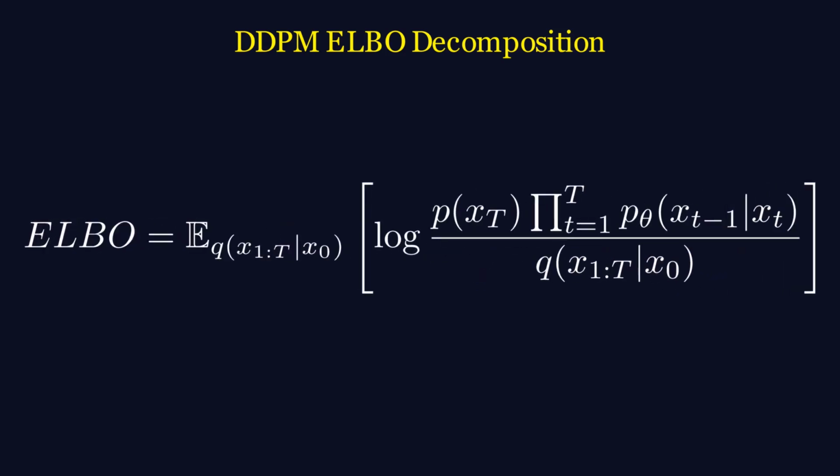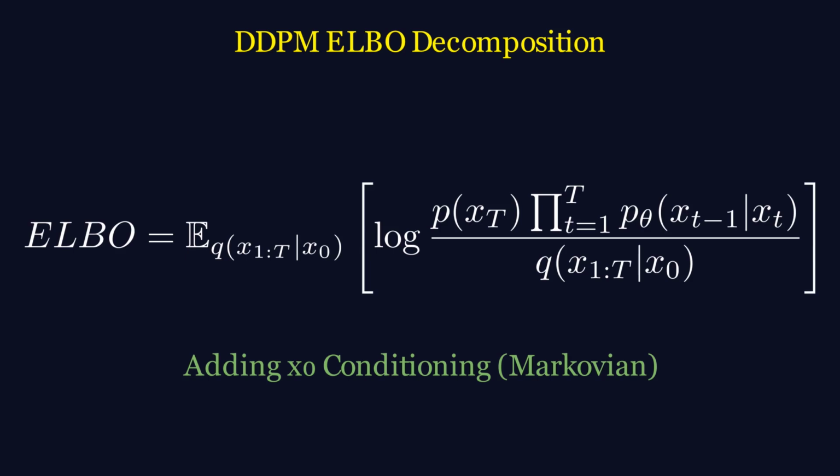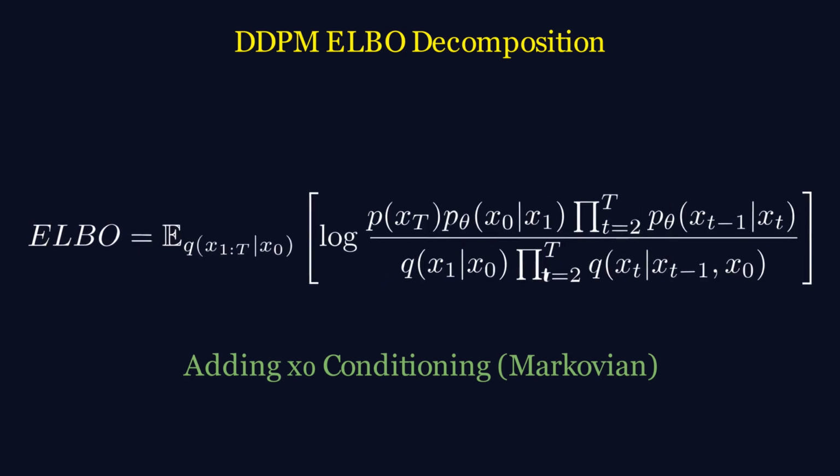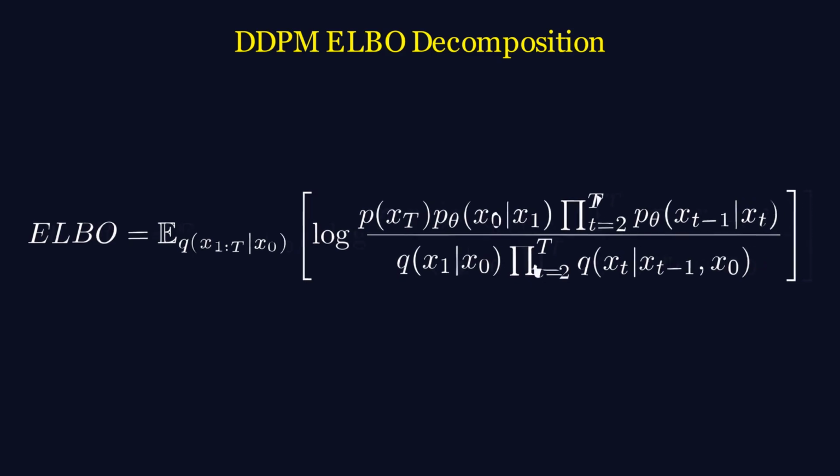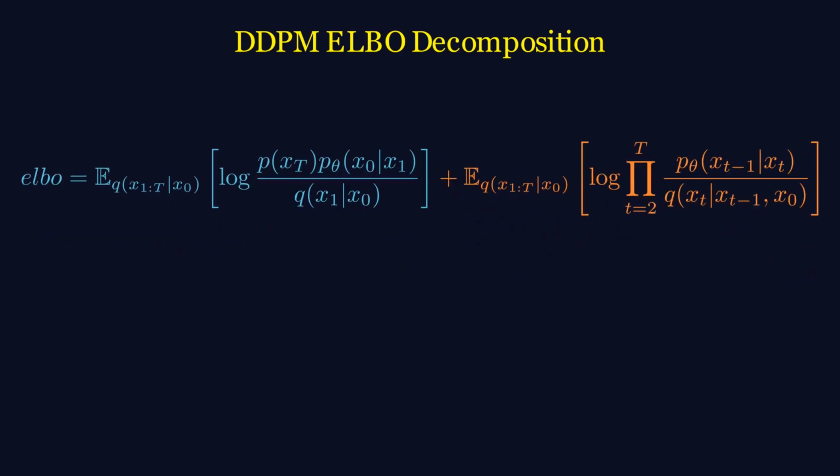We expand the reverse process as the product of the prior and all backward transitions. Since our forward process is Markovian, we can condition on x0 without changing probabilities. This separates the first denoising step from the rest. Here's the key trick. We apply Bayes' rule to rewrite the forward conditional in terms of the backward conditional and marginals.